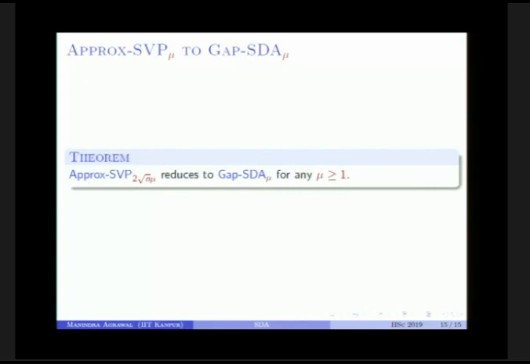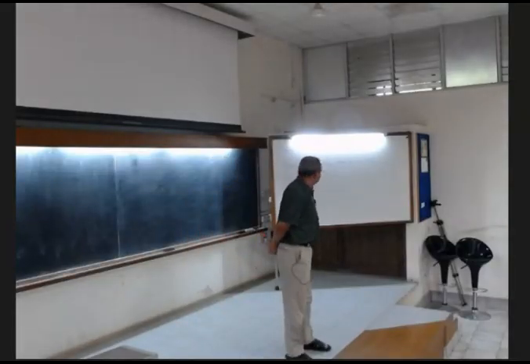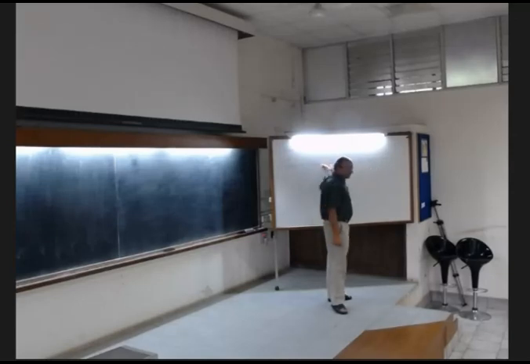Deterministic, both deterministic reductions, yes. No. This reduces to this, so even if this is NP-hard, it doesn't tell us anything about this.